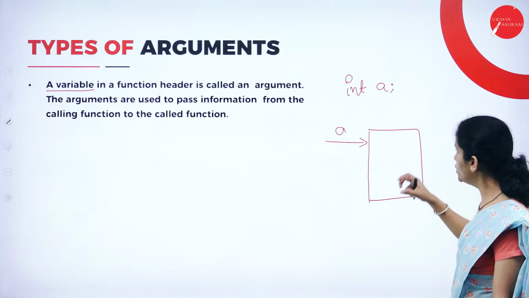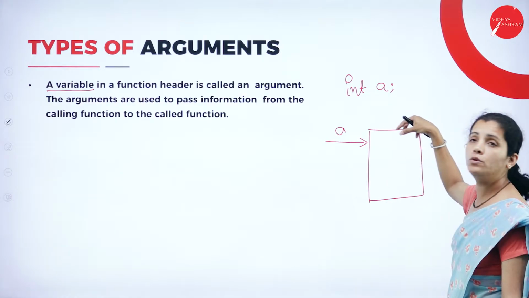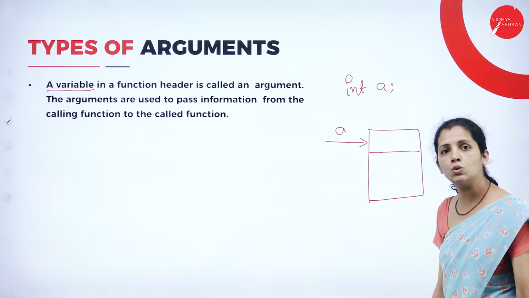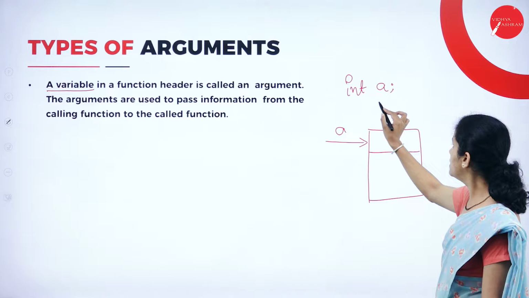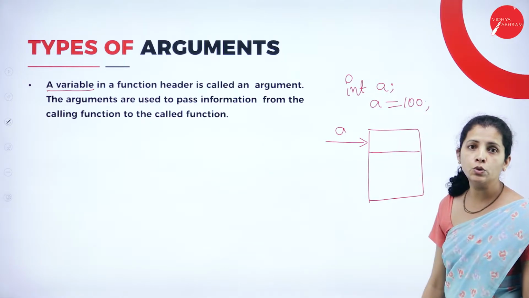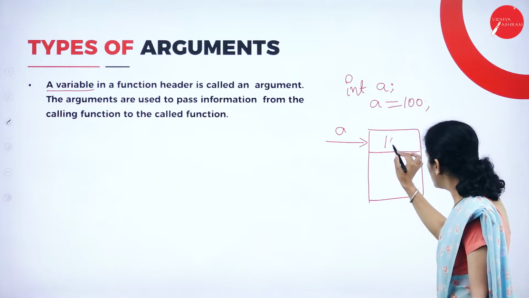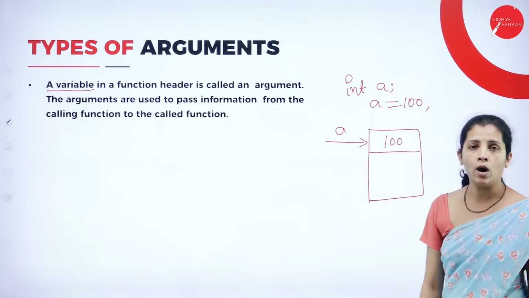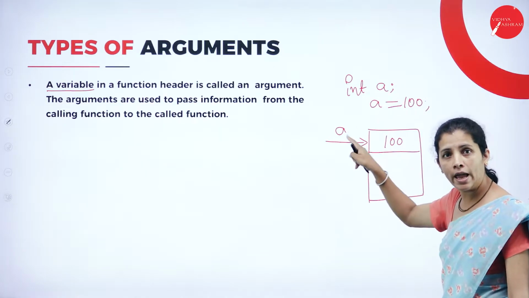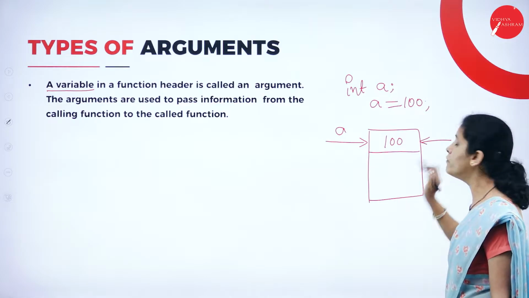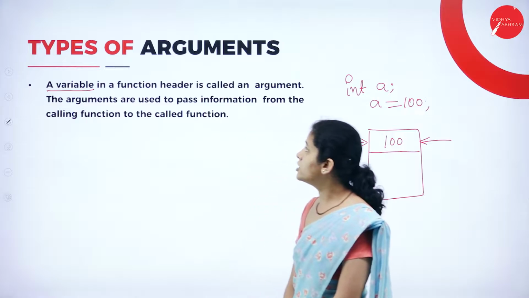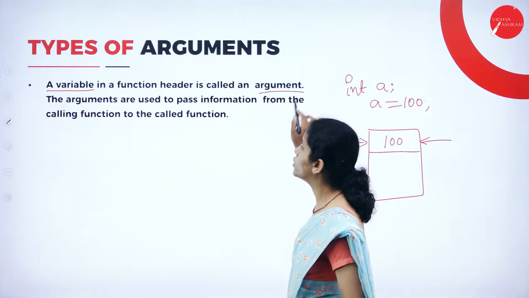That means I'm going to give the name to the memory location, and in that memory location I'm going to store the value. For example, if I write a equal to 100, I'm going to store 100 in my memory location. Now I can access this 100 with the help of a or with the help of the memory address. So here a variable in a function header is called an argument.